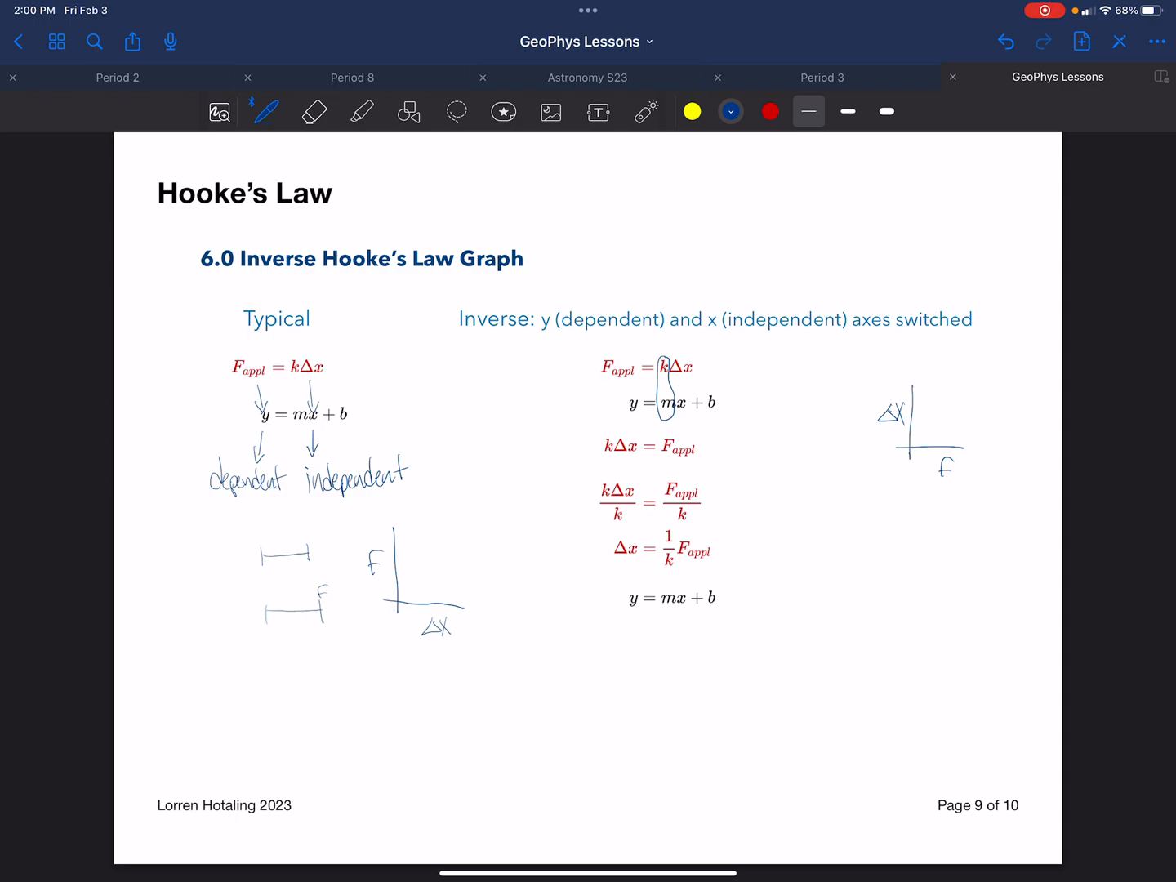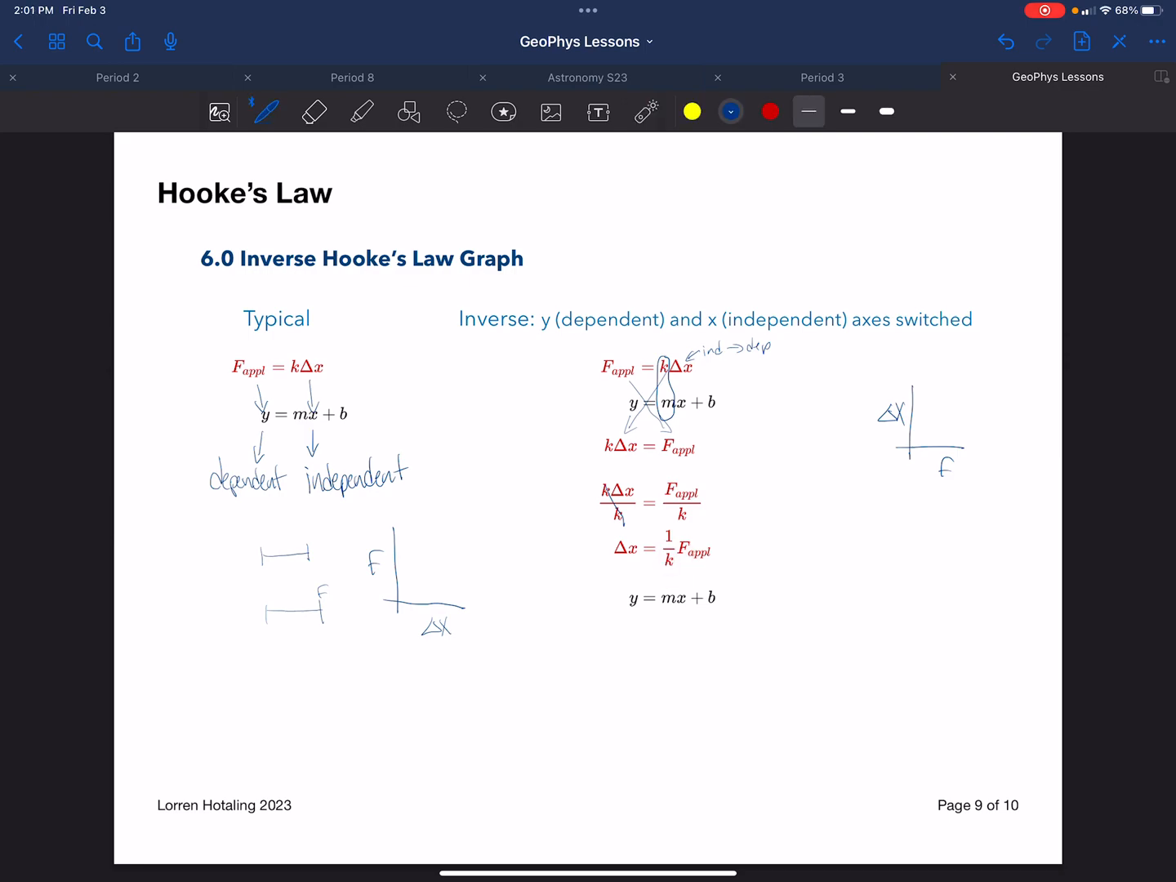Well, if we switch this around, so we have delta x equals, so this switches from becoming the independent to the dependent, we would switch the sides. So, switching the sides, we've now just crisscrossed the formulas. So we have k delta x equals force applied. And now we're going to solve for delta x by dividing both sides by k. Since k divided by k is 1, we're left with delta x equals force applied over k, which we can rewrite as the force applied times 1 over k.